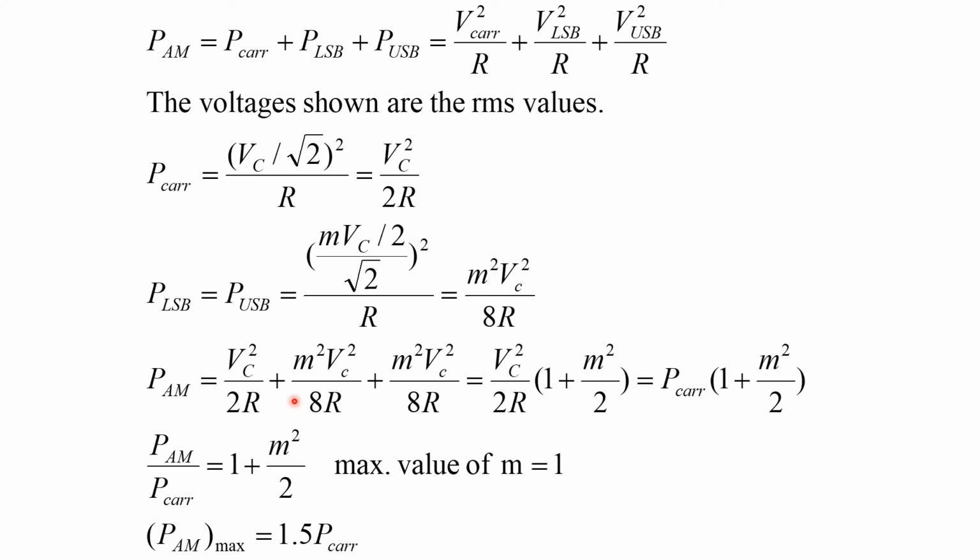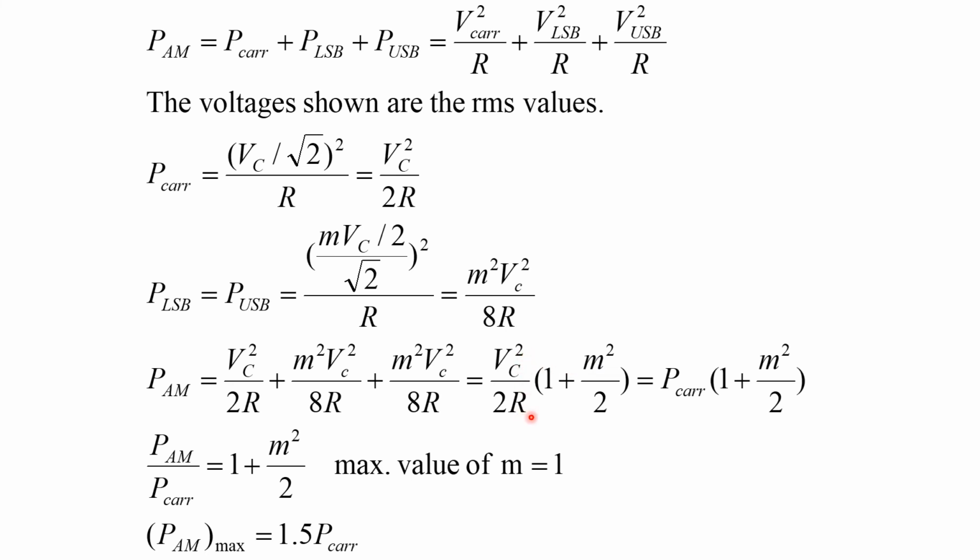Hence the complete power equation for the amplitude modulated wave will be Vc squared by 2R for carrier power, m squared Vc squared by 8R for the lower sideband, and the same power is associated with the upper sideband, that is m squared Vc squared by 8R. If we simplify it, then it is Vc squared by 2R into 1 plus m squared by 2, where m is the index of modulation.